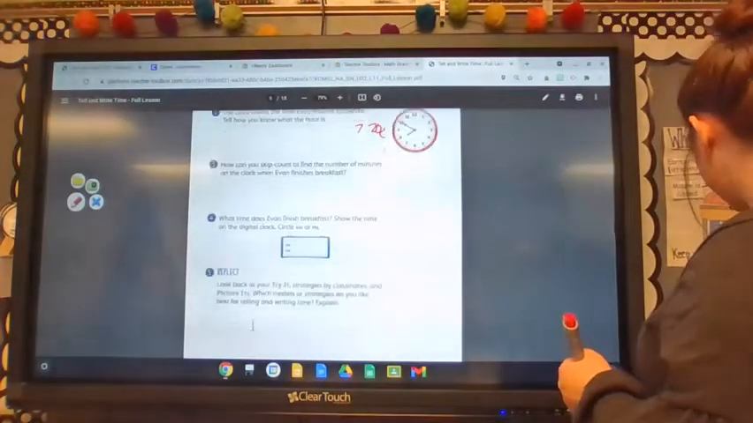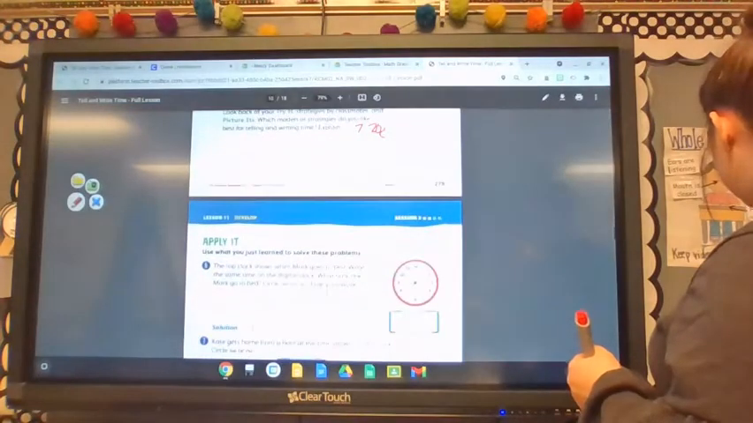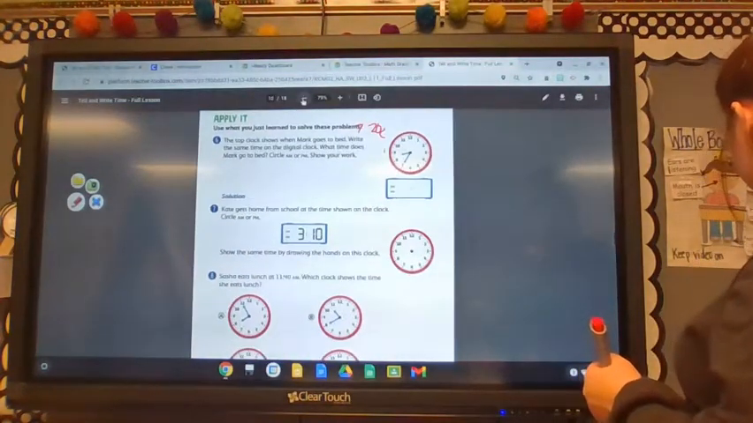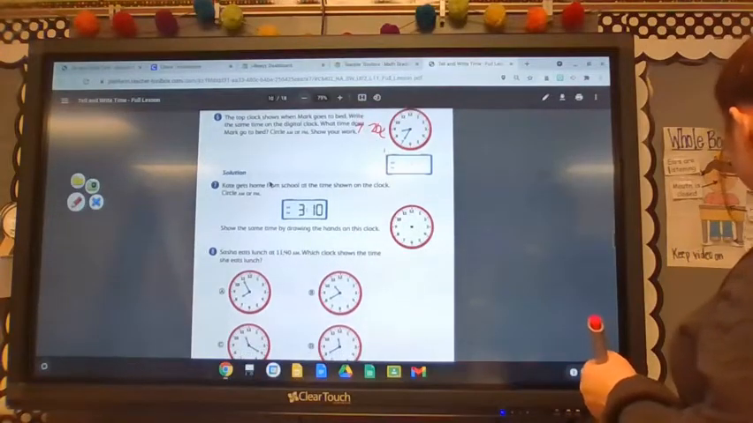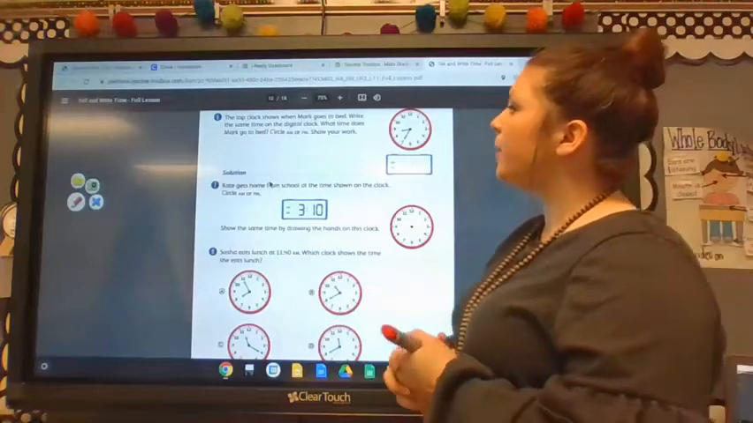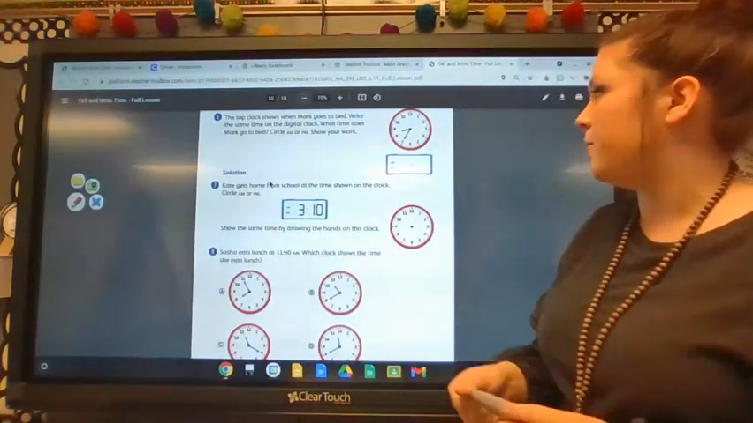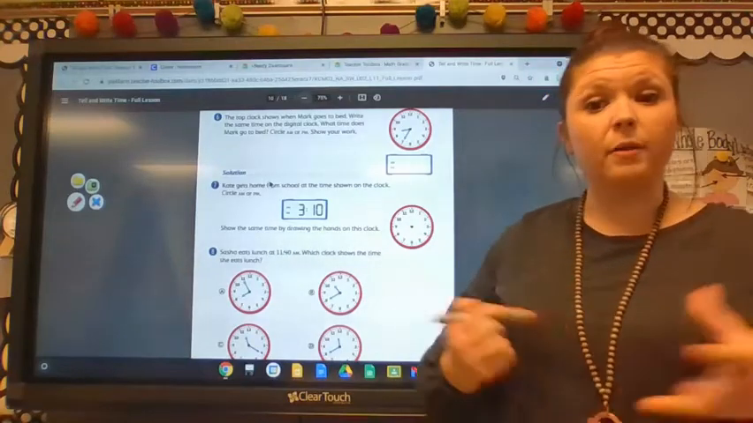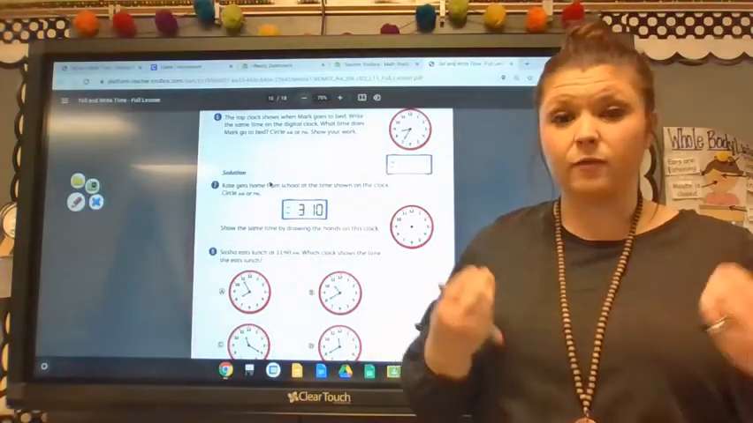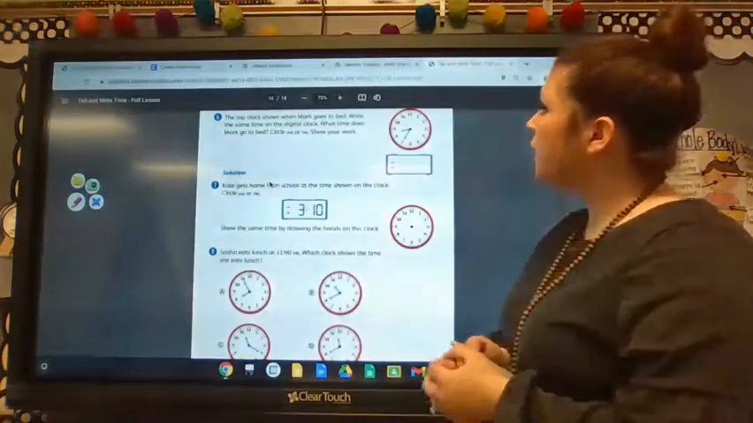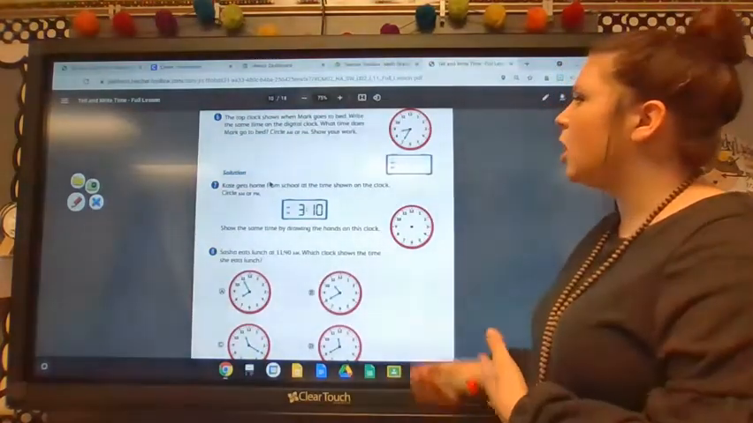We're now going to be on page 280. All right, let's look at number 6. Number 6 says the top clock shows when Mark goes to bed. Write the same time on the digital clock. Remember, that was our learning target, being able to tell and write time in analog and digital time, okay? What time does Mark go to bed?